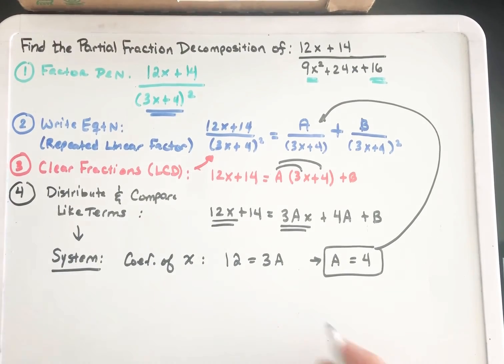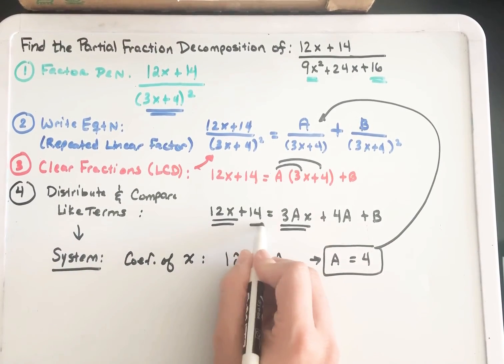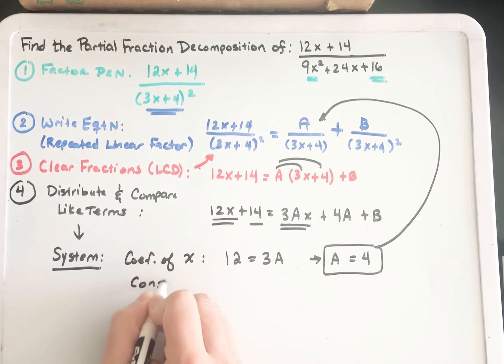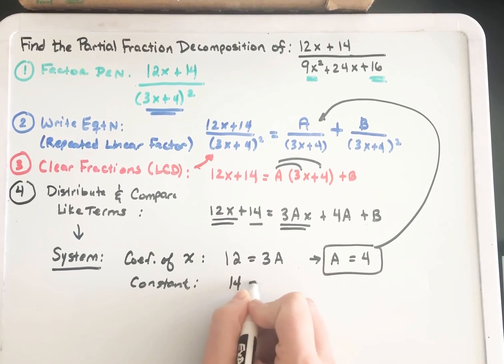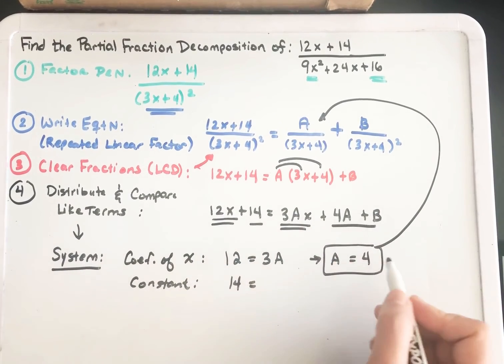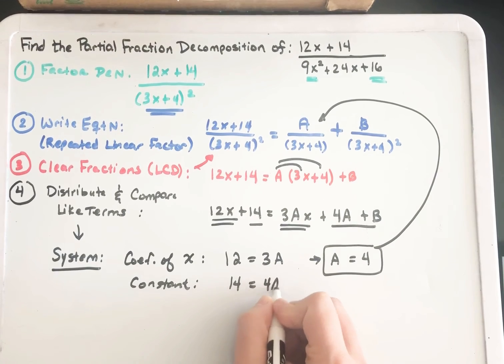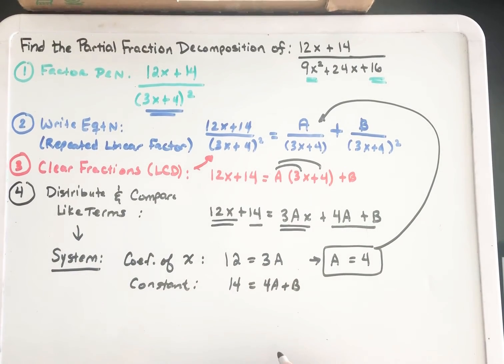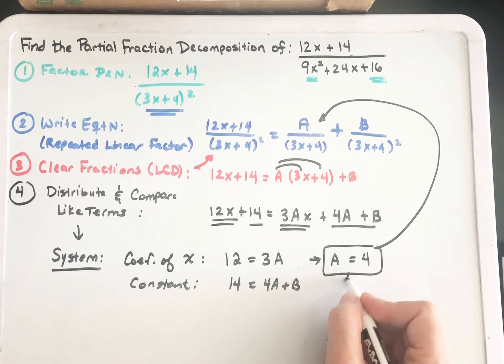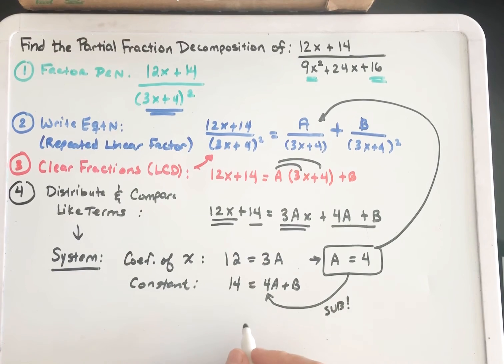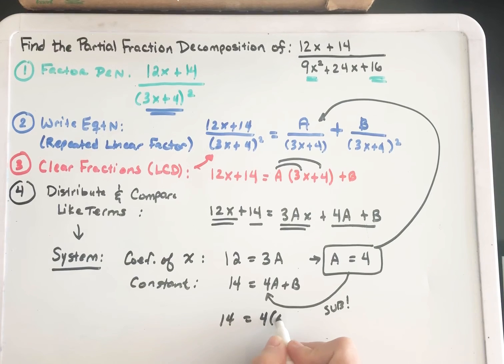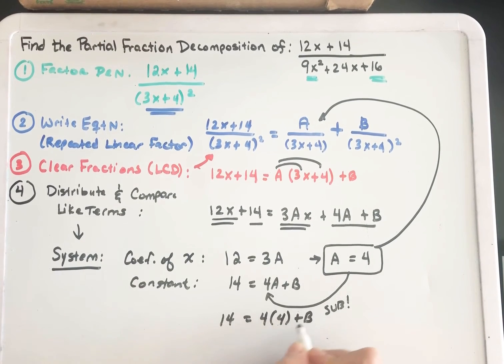And we continue now with the other term, which is the 14, the constant term. So 14 on the left should equal the sum of the constants on the right. These are your constants, 4a and b. So 4a plus b, when you add them together, should produce the 14. Well, since we now know what a equals, a little bit of substitution allows us to finish this up and solve for b. So we would then have that 14 equals 4 copies of a, but a is really 4, plus b. In other words, 14 equals 16 plus b.